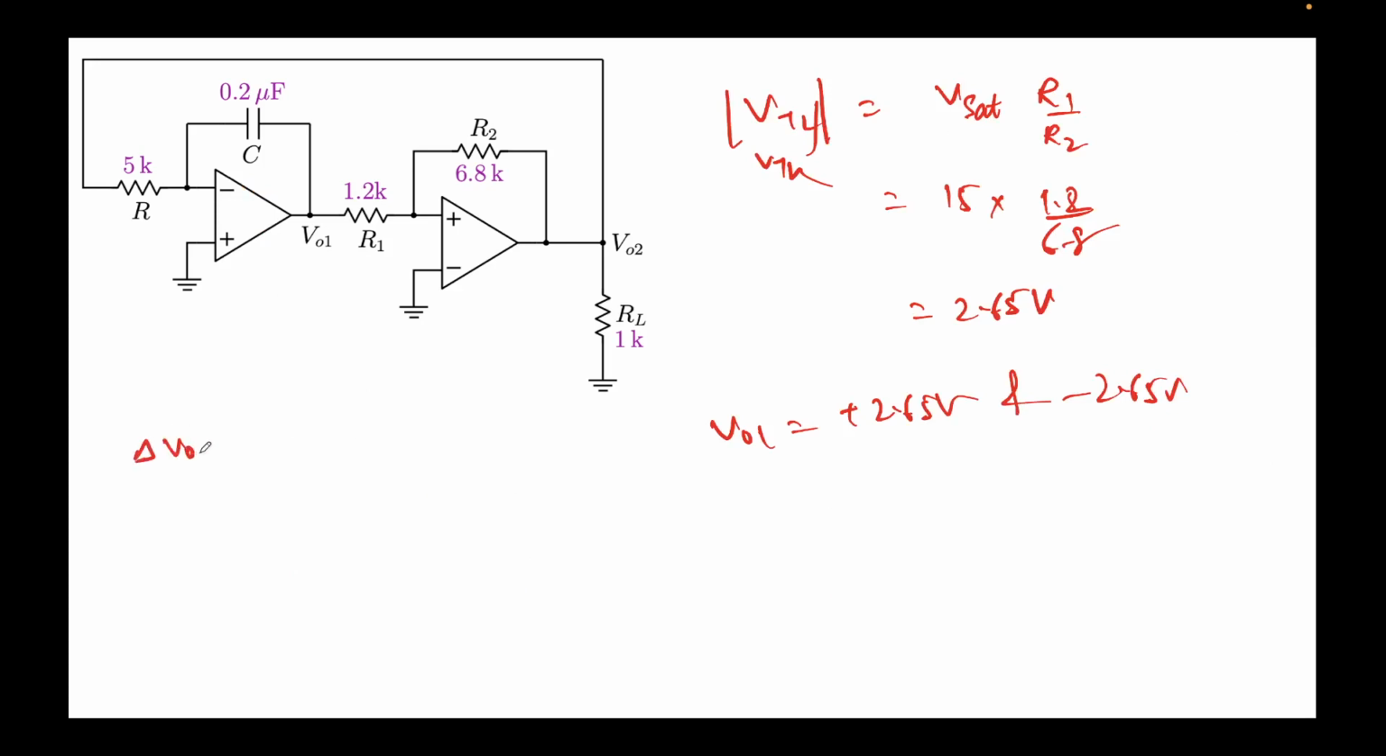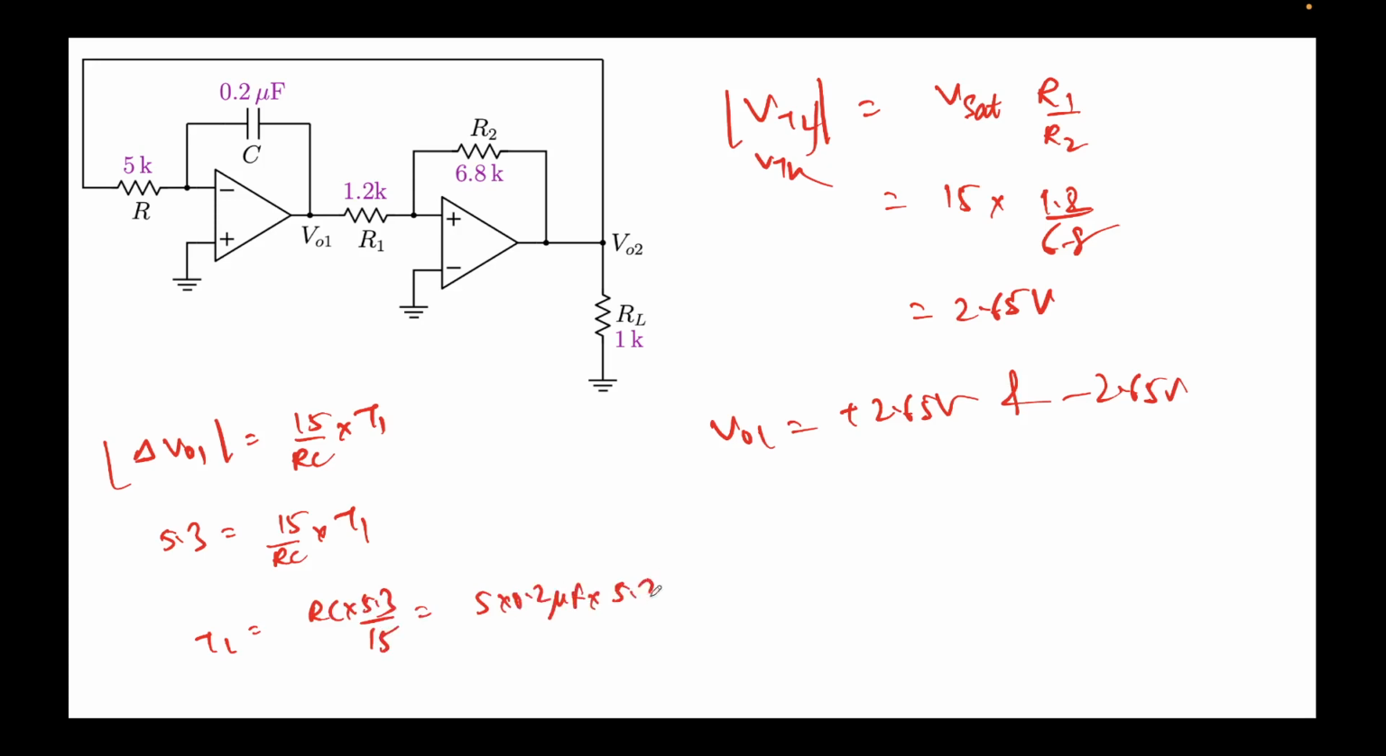We know that the swing in this has to be equal to 15 over RC times T1, and this maximum swing can be from minus 2.65 to plus 2.65. That will come out to be 5.3 equal to 15 over RC times T1. So T1 from this will come out to be RC times 5.3 over 15. So let's put the value 5k into 0.2 microfarad times 5.3 over 15.